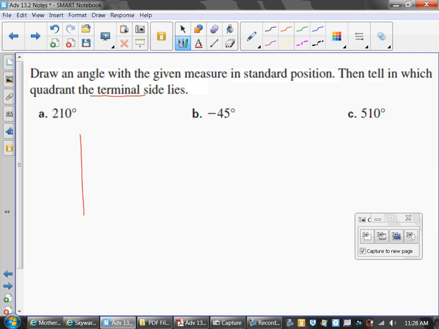As you go with 210, you start here. What quadrant do you end up in? 3. Very good. Are you using Roman numerals? Use Roman numerals. It's like the only time you use Roman numerals. You only have to know 4 of them.